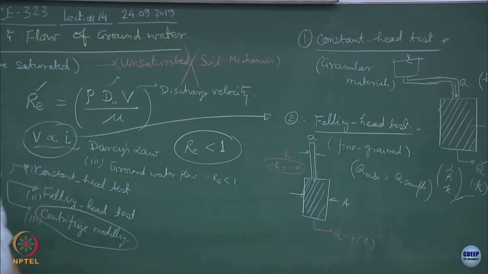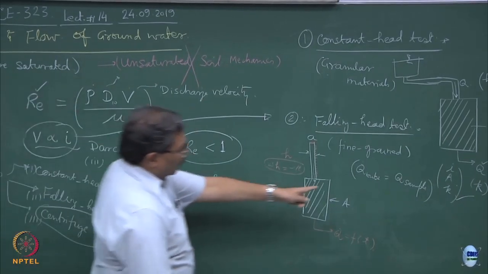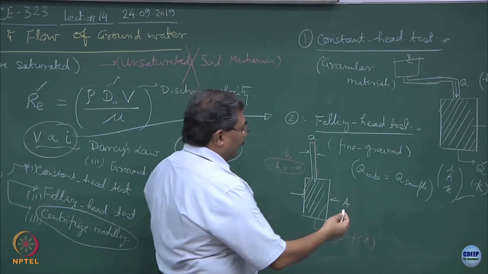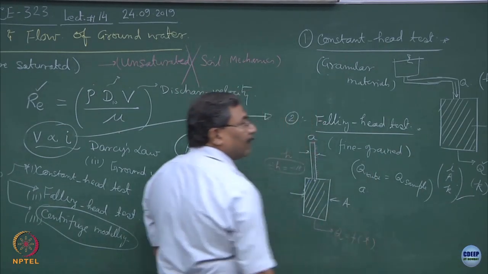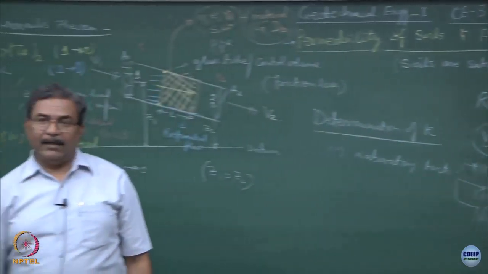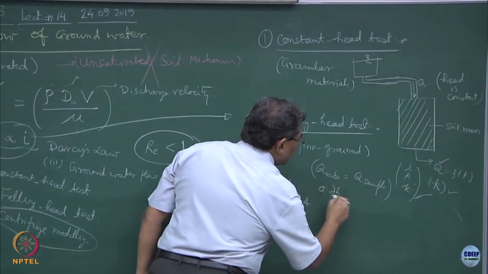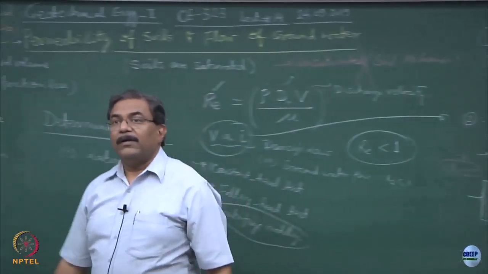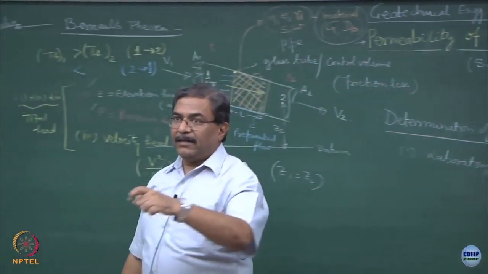Is this okay? Q in the tube, which is not a porous media, is only the area of cross section multiplied by the velocity. What is the velocity in the tube of the falling water level? It is del H by del T, with a negative sign. Why negative sign? Because H is decreasing. Clear?